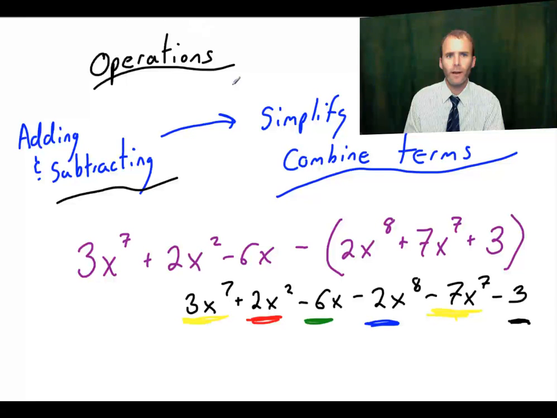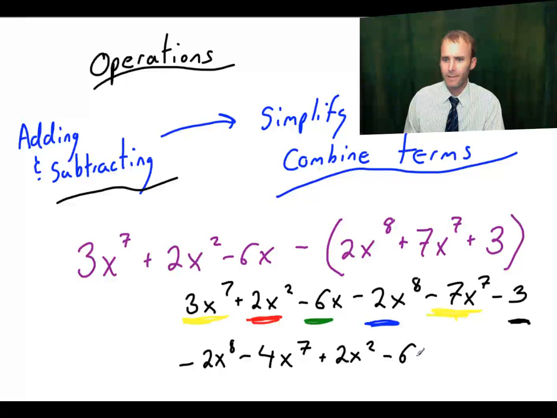So when we write this, we'll write it in descending order. So let's write the power of 8 first. Then we're going to combine like terms. So negative 7x to the 7th plus 3x to the 7th is negative 4x to the 7th. And my next highest term is the squared, so I have plus 2x squared. Then I have minus 6x minus 3. And this is my final answer.